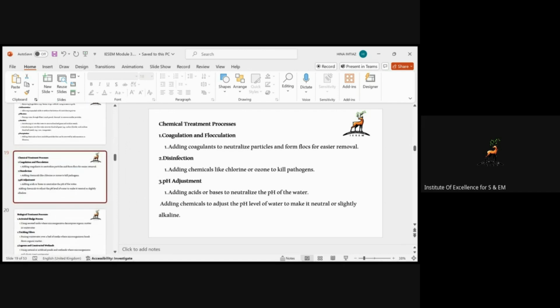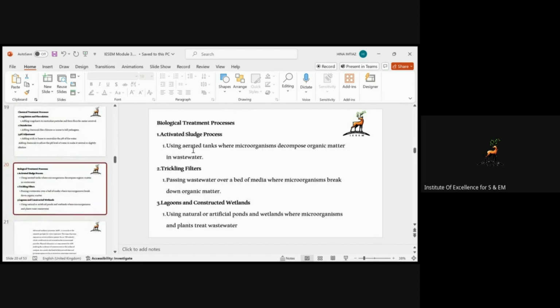Okay, the next step is the biological treatment processes. It includes the activated sludge process. In the activated sludge process, you are going to use aerated tanks, where the microorganisms decompose the organic matter in the wastewater. For example, bacteria. I have already discussed the anaerobic bacteria; here we can use those anaerobic bacteria.